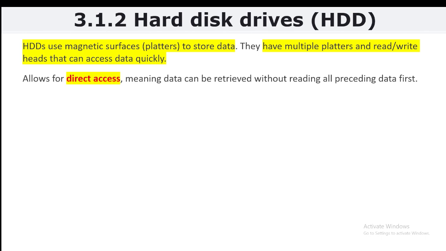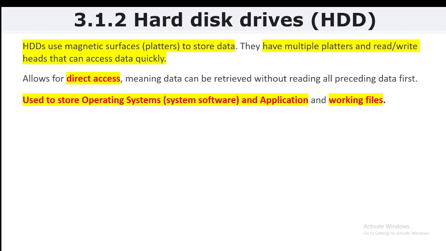What it means is that if you are watching a movie and you want to quickly make reference to something you've watched earlier, you can just jump straight to that point and click on play to watch it, unlike the magnetic tape where you have to go through every scene in order to arrive at the part you want to watch. All right, so that is it for direct access.